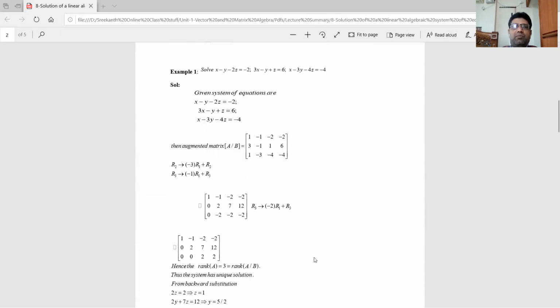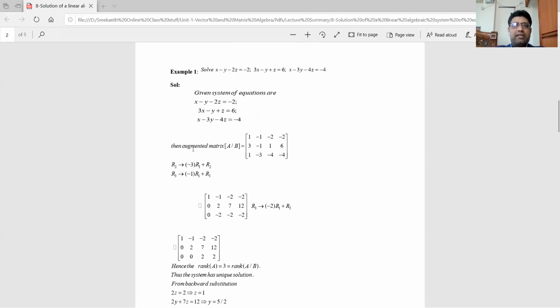So this is the problem. What he's asking is to solve this system: x minus y minus 2z equals minus 2, 3x minus y plus z equals 6, x minus 3y minus 4z equals minus 4. So the procedure is like this. This is the given system of equations.